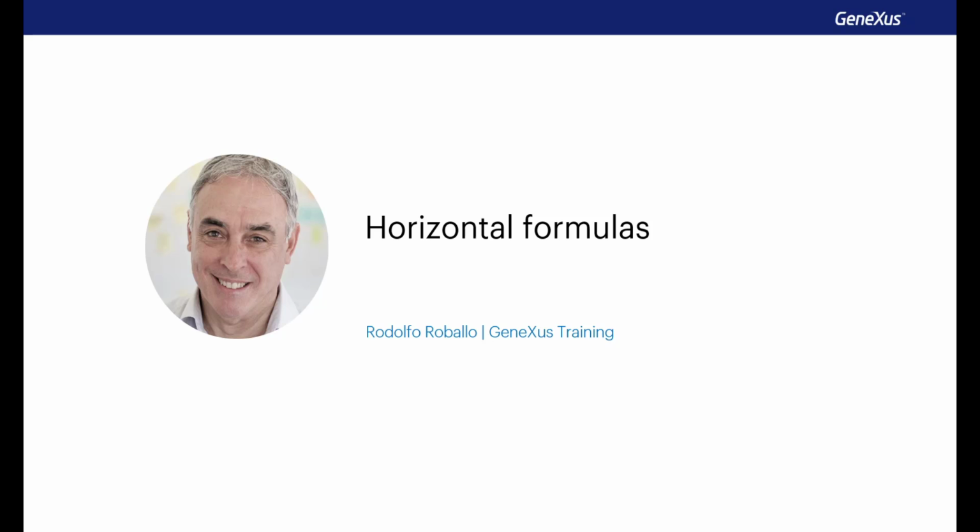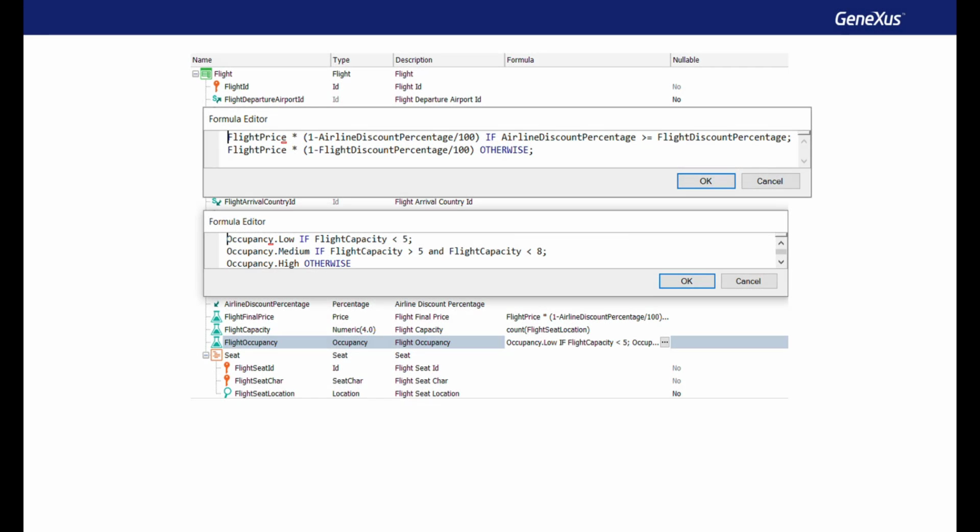Remember what we said about horizontal formulas. Horizontal formulas allow us to define arithmetic, or other expressions, which include conditions that are any valid logical expression. The attribute that we define as a formula can be assigned several expressions, and the first one for which the condition is met will be executed.